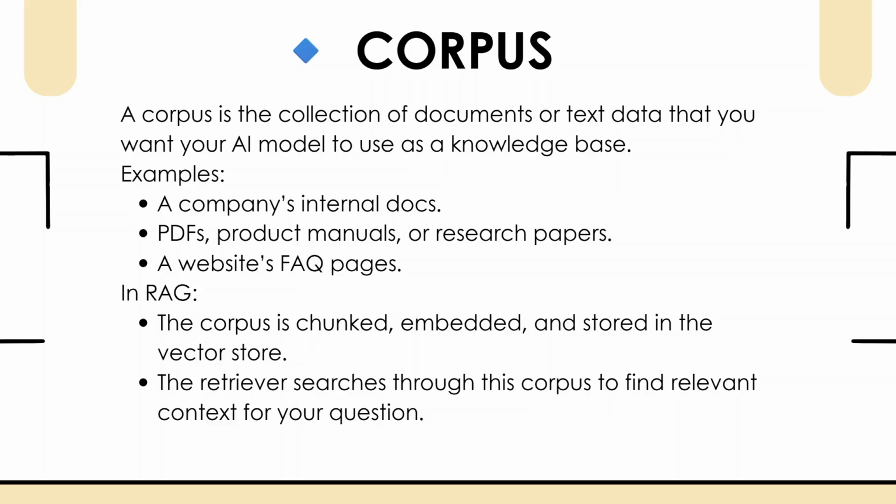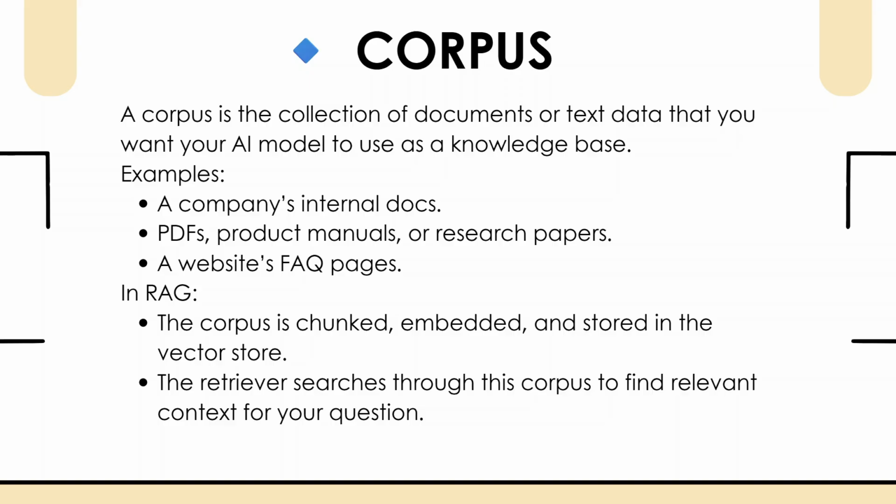A corpus is simply the collection of documents or text data that you want your AI to use as a knowledge base. This could be anything from your company's internal documentation, PDFs and product manuals, research papers, or even a website's FAQ pages. In a RAG workflow, the corpus is first split into smaller chunks, then converted into embeddings and stored inside a vector store.